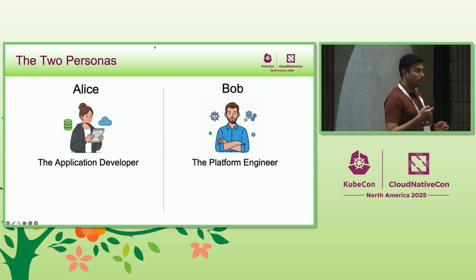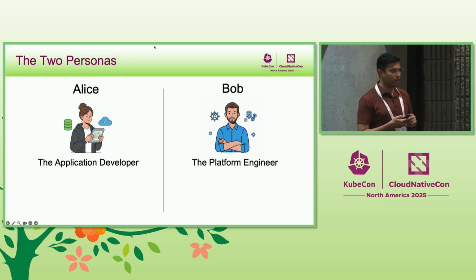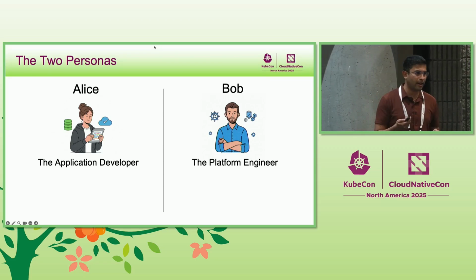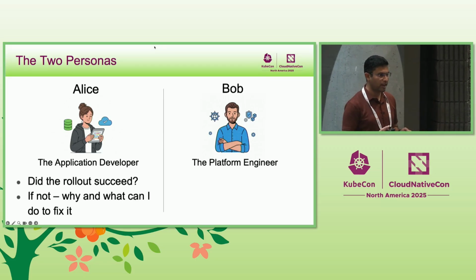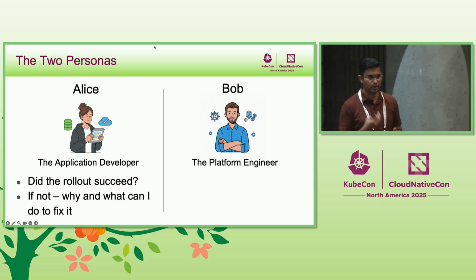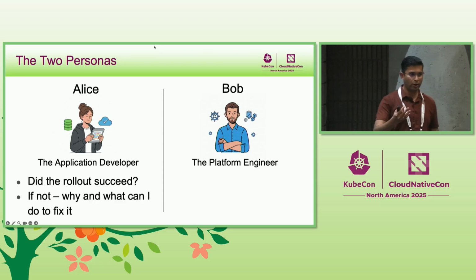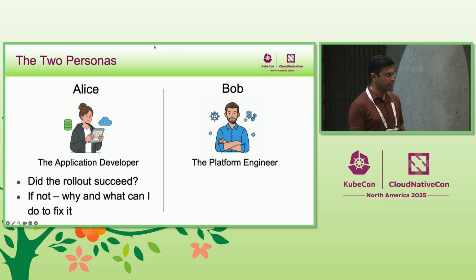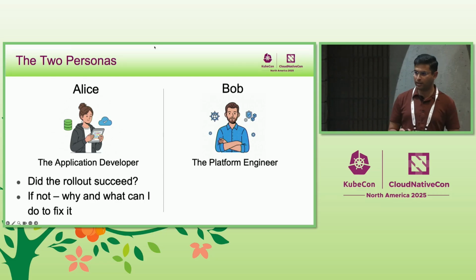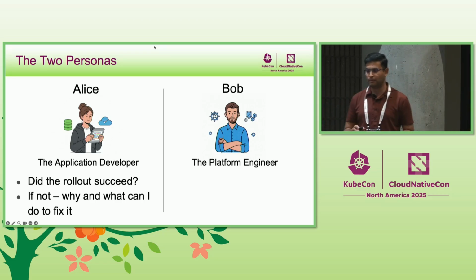When Alice develops new code and deploys it to production, they typically have these questions. Hey, I just wrote a new piece of code, a new version is built, it's deployed to production, did it succeed? Or if not, why did it not succeed and what can I do about it?